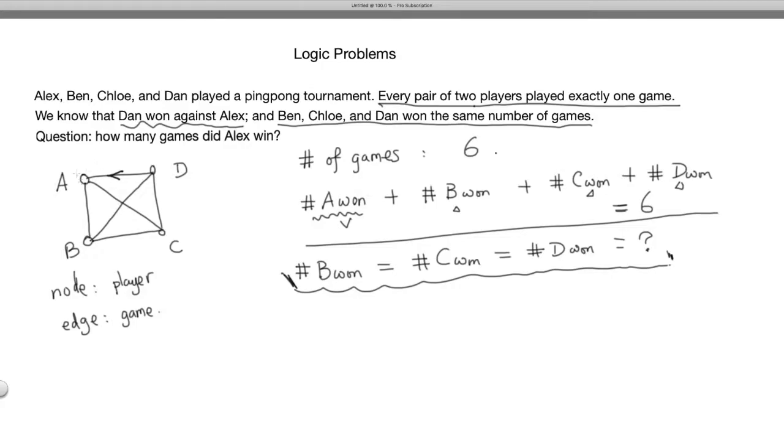And from here, this graph representation of the games, there's another constraint that is fairly obvious. For any player, how many games does he or she play? From Alex's point of view, he played against B, played against C, played against D. So for every player, there are 3 games each player played.